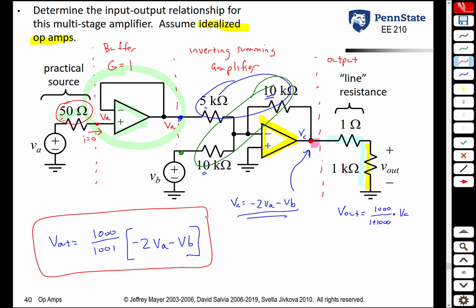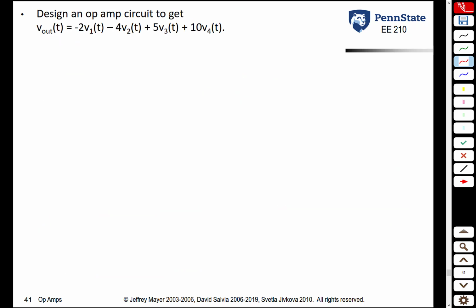So that is our final answer. Whenever you have a multi-op amp circuit, you can basically divide the circuit up into different parts and see what each part does and then put everything together. That also works from a design perspective. So let's do a multi-op amp problem where we're going to design rather than analyze the circuit.